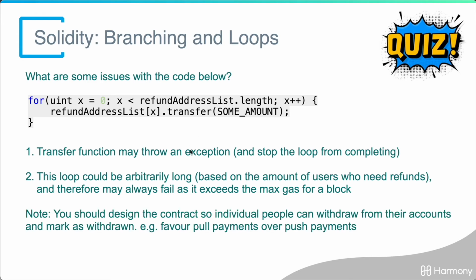So this brings up an interesting point. For these particular contracts, it's better to have individual people within the refund list withdraw their amount and then flag that as withdrawn, as opposed to having one function that does all the transfers and all the refunds. So this is called having a pull payment over a push payment. And what we're seeing here is a push payment. That's one of the best practices that are currently out there.